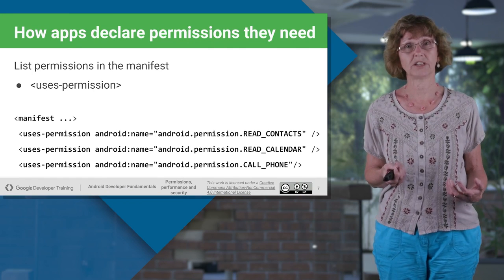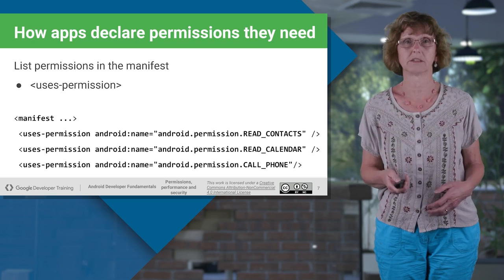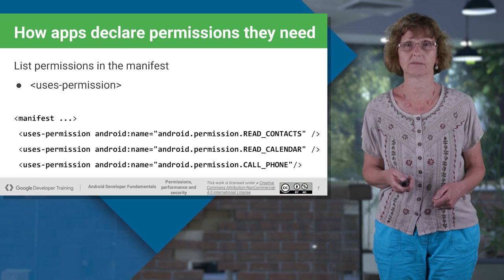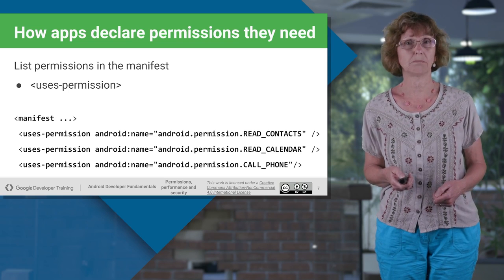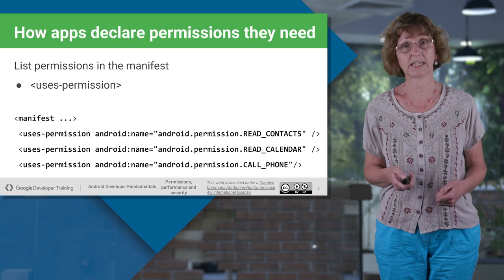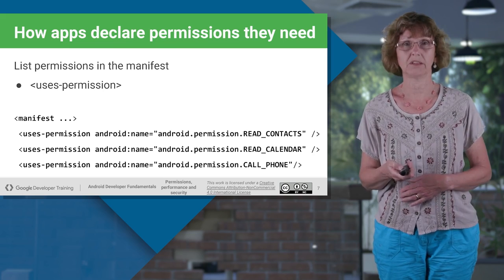So the next question is, if your app needs to ask for permission, how does it do it? Simply add the uses-permission tag in your Android manifest. Here, let's take a look at what permissions this app wants. It wants to read the contacts, read the calendar, and use the phone to make a call. Wonder what this app wants to do.